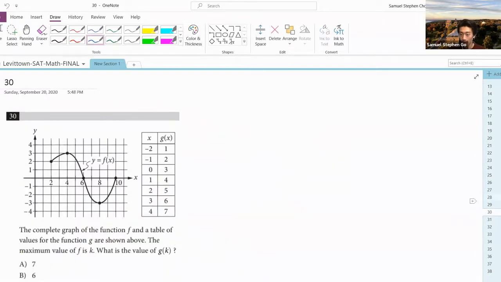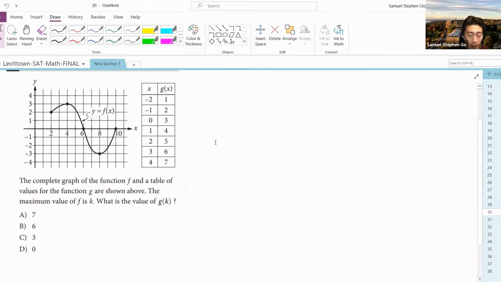Cool. Looks like we'll have about 8 or 9 questions left. Let's see if we can do it. This is a pretty simple question. The complete graph of function f and a table of function g. So this is f. The maximum value of f is k. I'm seeing a maximum value right here. So k is 3, right? K is the maximum value. What is the value of g of k?